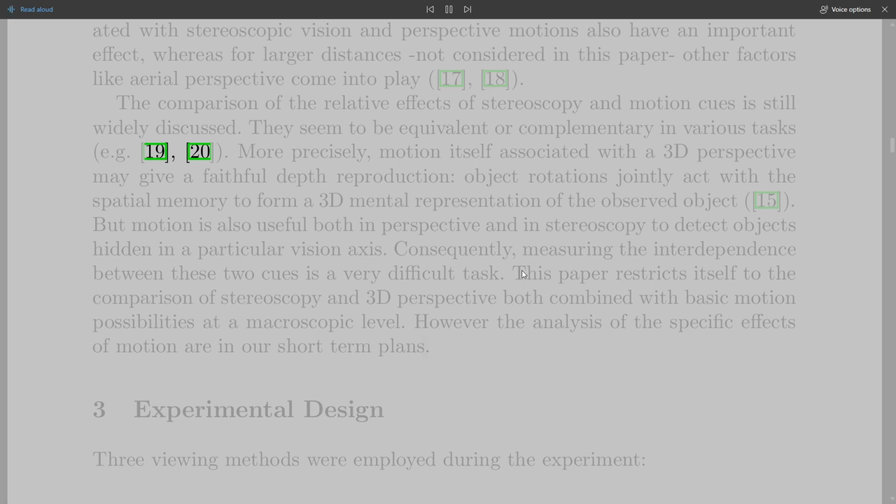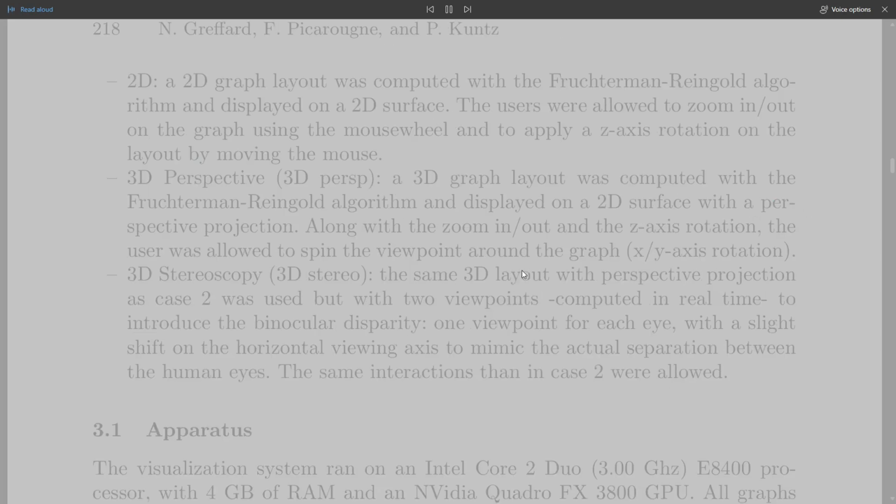Experimental design. 3 viewing methods were employed during the experiment. 2D. A 2D graph layout was computed with the Fruchterman-Reingold algorithm and displayed on a 2D surface. The users were allowed to zoom in/out on the graph using the mouse wheel and to apply a z-axis rotation on the layout by moving the mouse point.